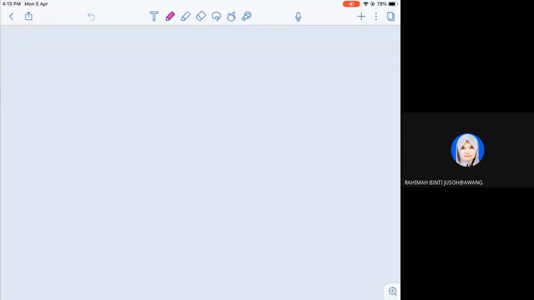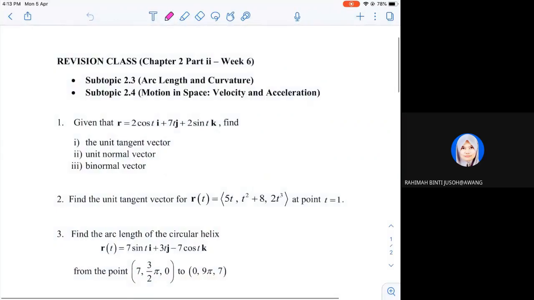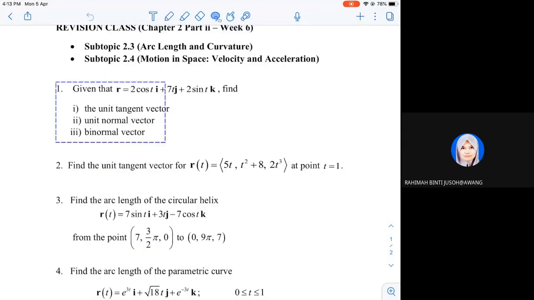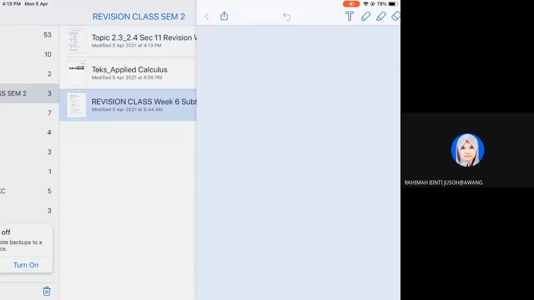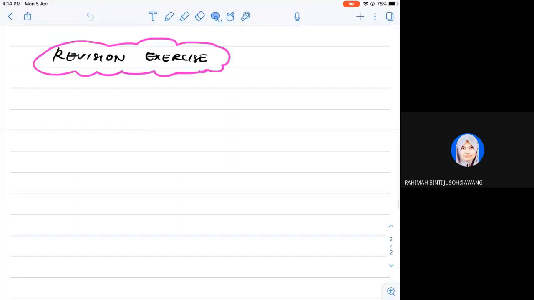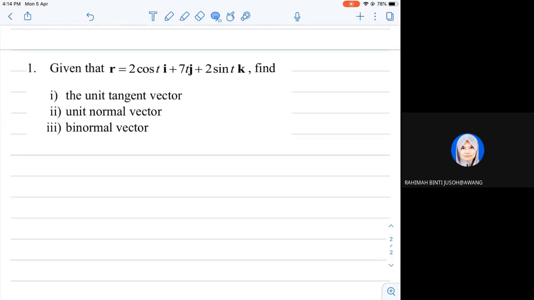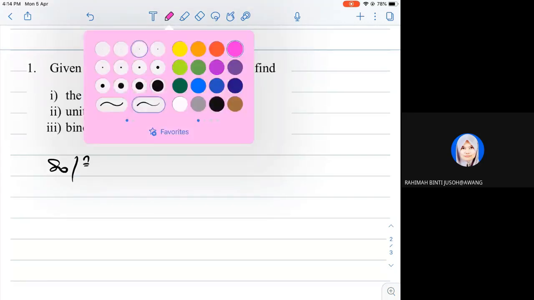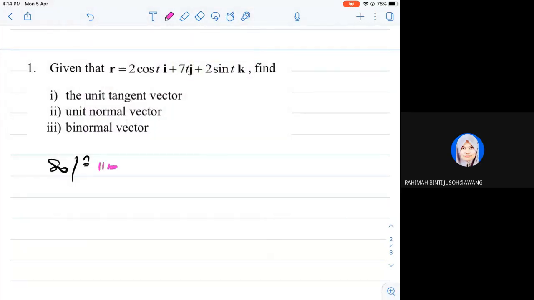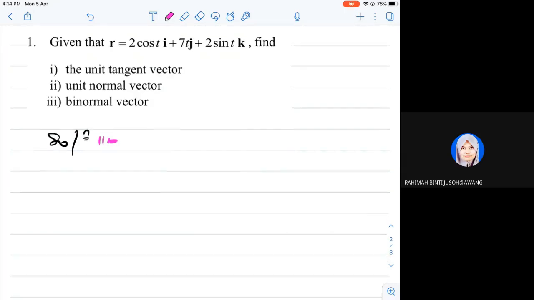Let us do the first question lah. Kita ambil yang paling simple sekali. Question number 1. Okay, so solution. So be careful in your test, sama ada soalan tu tanya unit tangent ke, unit normal ke, baca betul-betul lah soalan tu nak yang mana.